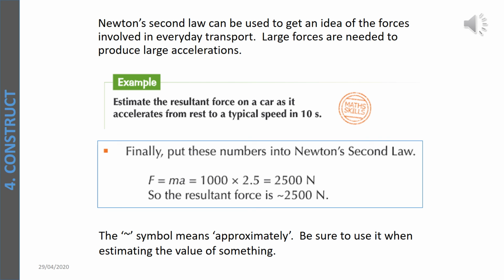Putting it all together gives you 1,000 for your mass multiplied by 2.5, which is the acceleration that you have calculated from your typical speed of a car, which gives you an answer of 2,500 newtons. Remember, you are only estimating this value because you have estimated the mass of the car and you have estimated its speed. Okay, so you can say the resultant force is approximately 2,500 newtons.